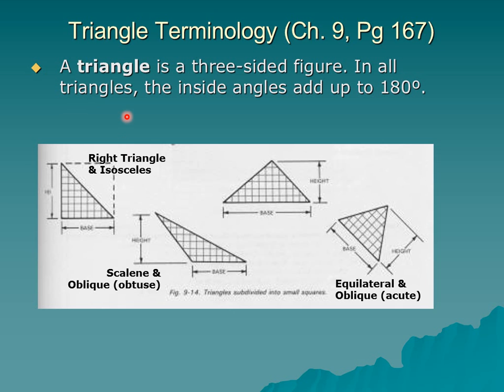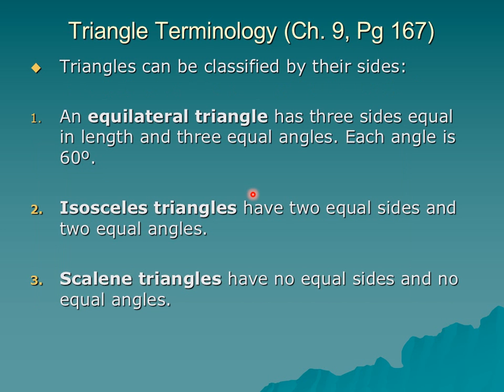The triangles are actually three-sided. They have three different sides and three angles. These are some examples. And no matter how you draw a triangle, the angles will always add up to 180 degrees, okay? So we have different types of triangles based on their sides.